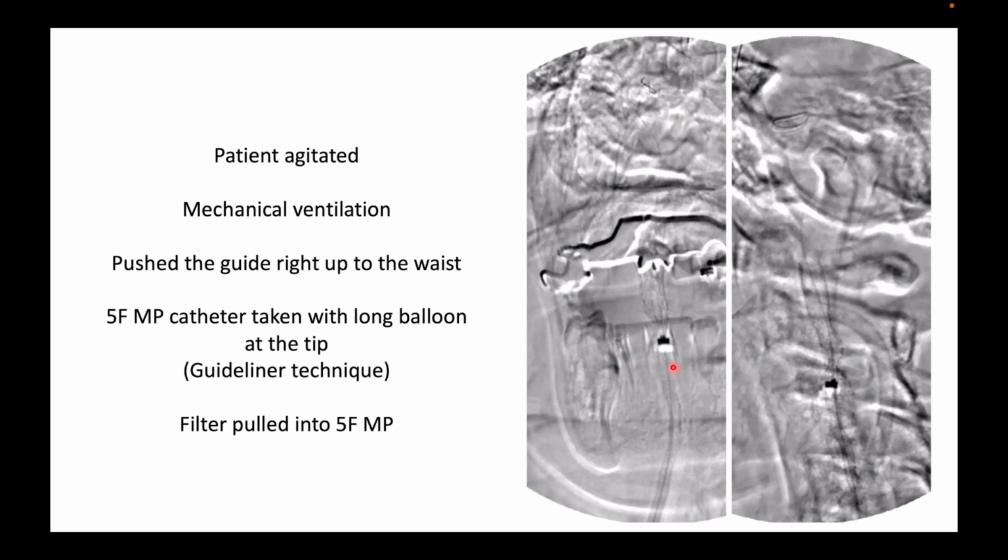What they did, they pushed their guide right up to the waist, and from there they used a 5 French multipurpose catheter, a diagnostic catheter, with a long balloon at the tip. The way balloon-assisted guide liners are taken up in inchworming, in the same way this multipurpose catheter was taken up, and it crossed the waist, and the filter was retrieved.